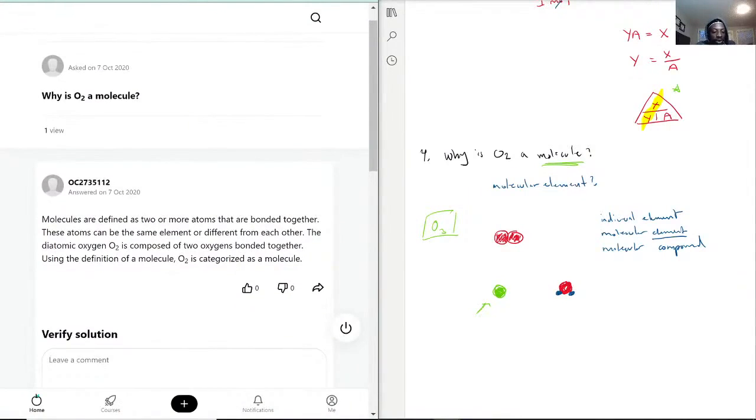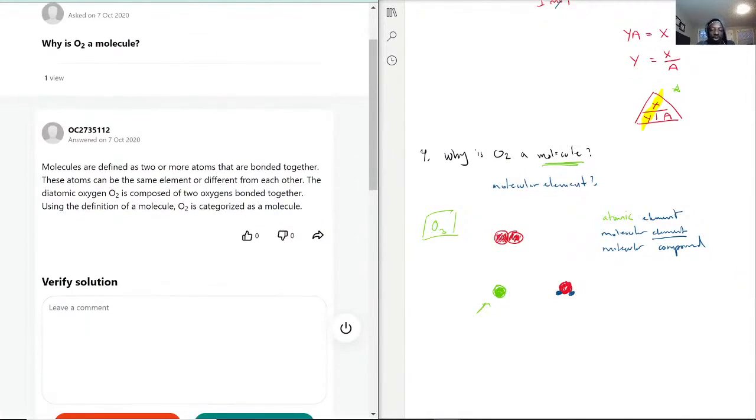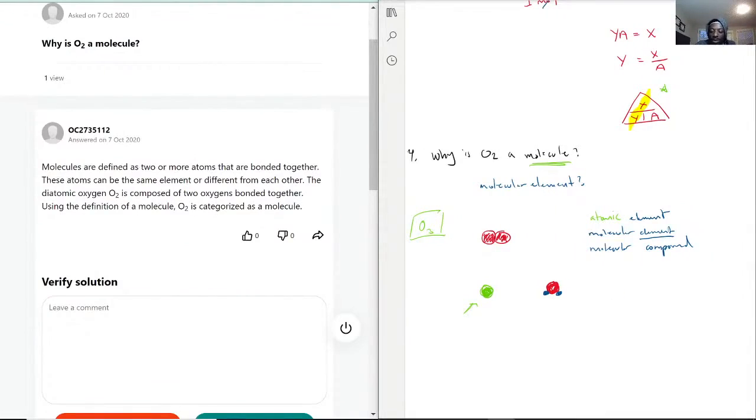Molecules are defined as two or more atoms bonded together. Oh, that's a better word: not individual element, but atomic element. And there's molecular element and molecular compound. Diatomic oxygen means that there are two atoms of oxygen bonded together. So using that definition, the molecule O2, even N2, fluorine that floats in the air, like most gases actually from the halogen group, are usually going to be molecular elements because they're usually bonded two like that.